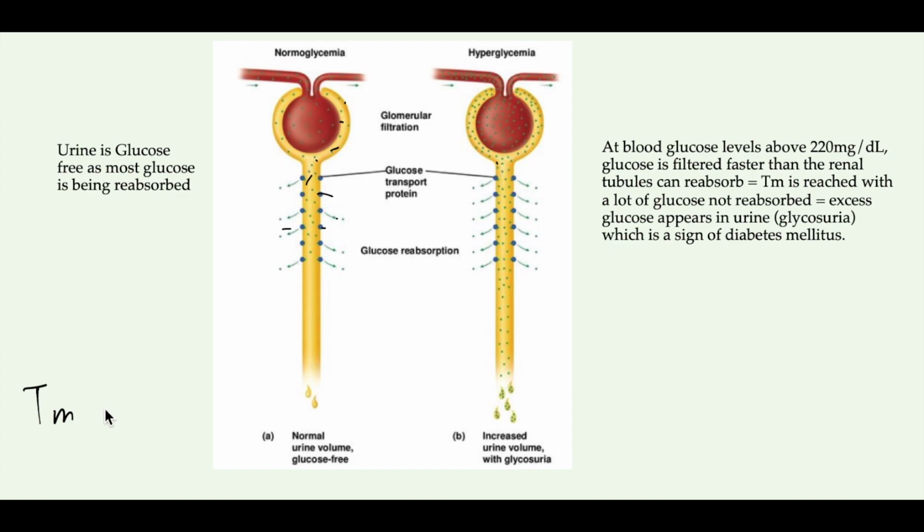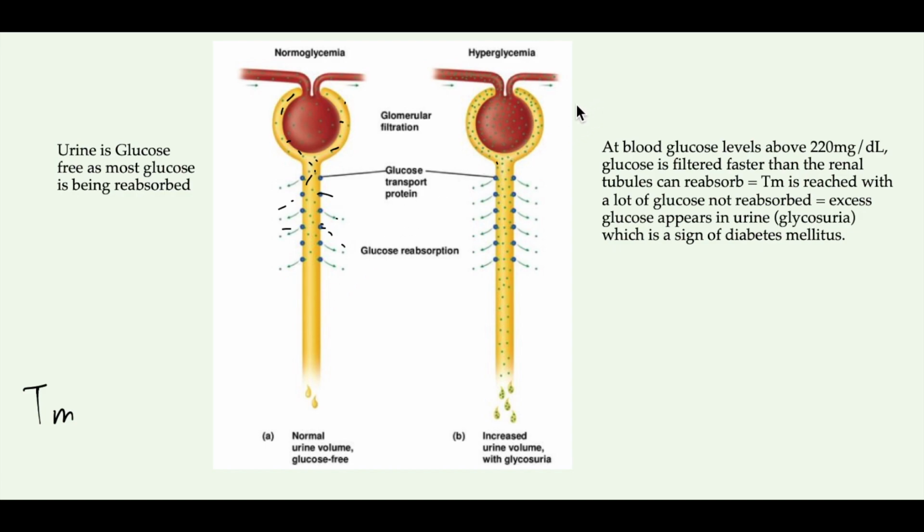In normal glycemia, or normal levels of glucose, urine is mostly glucose free, and most glucose is being reabsorbed. So the glucose transport proteins are doing their job. There's no glucose left in the urine as it is always being reabsorbed in a healthy patient.